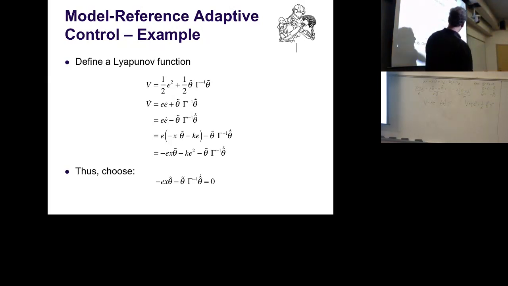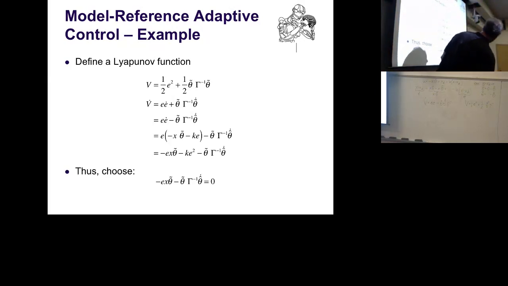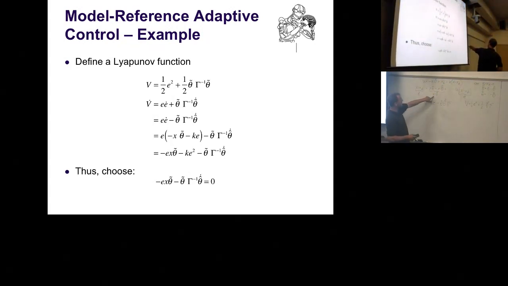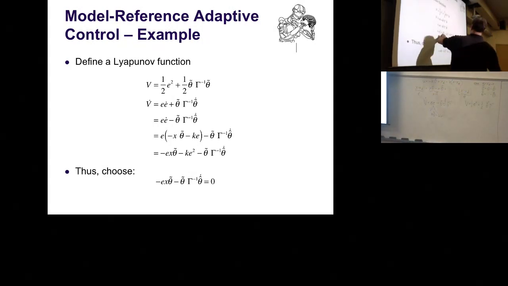Now we have to plug in the error dynamics, which we derived in some previous equation up here. So e dot equals x theta squiggle minus K times e. So we basically plug this here in. This is going to be x theta squiggle minus K times e. And we multiply it out. This is essentially what's happening here, I hope. Minus x times theta squiggle.